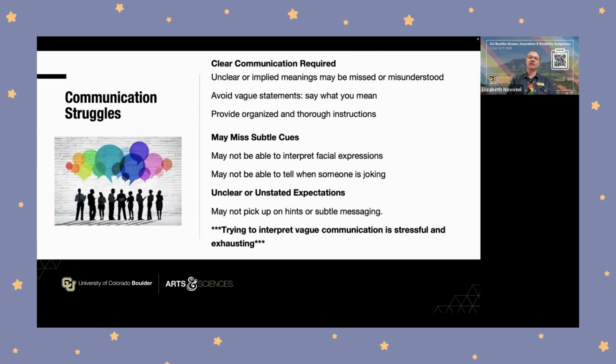Okay, communication struggles. Neurodivergent people often have a variety of communication issues. I'd already talked about the unclear one, and here it is again. If you are unclear or implying something, it's quite likely to be missed or misunderstood. So the more you can avoid being vague, and be very direct, clear, thorough, and organized in your thoughts, the easier it is for everyone, not just people who identify as neurodivergent. Think about that as a supervisor, professor, provost, dean, or whoever, and be as clear as possible, because people are going to miss those subtle cues.